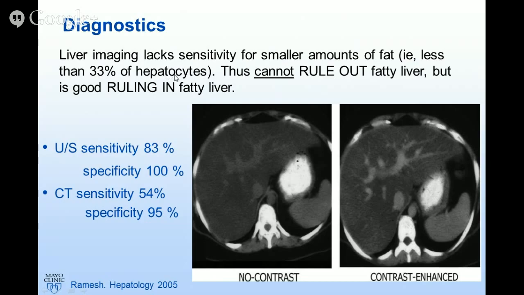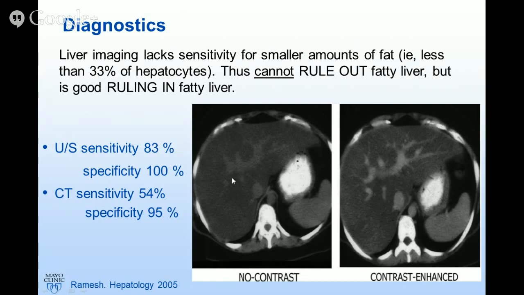It is not a perfect test, so that means it lacks some sensitivity. So if there is less than a third of the liver affected, it may not necessarily pick up smaller amounts of fat in the liver. So you cannot rule out a fatty liver on a normal ultrasound or a normal CT scan, but if you see fat in the liver, it is there. So it is a component of what's going on in their liver if you see fat in the liver.